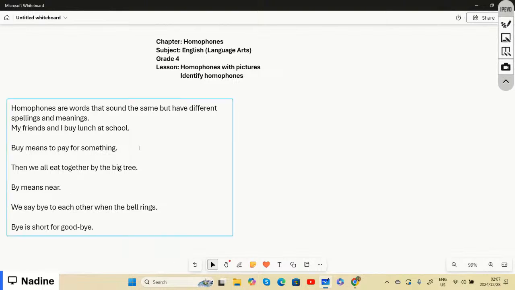All right. So when it comes to homophones, homophones are words that sound the same, but they have different spellings and meanings. So you'll basically find words that sound the same, but if you look at the spelling of the words and the meaning of those words, then it is different. It sounds the same, but the spelling as well as the meaning of those words are different. That we call homophones.